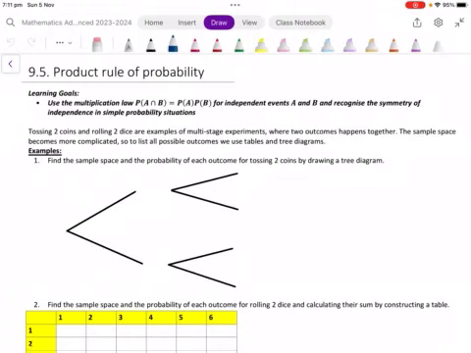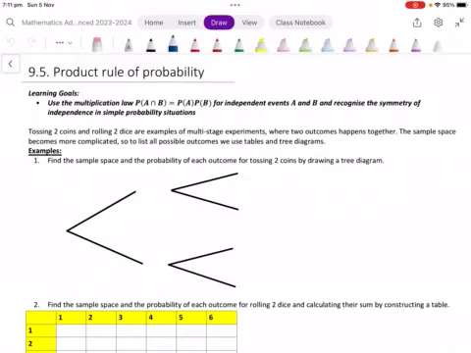situations. So tossing two coins and rolling two dice are examples of multi-stage experiments where two outcomes happen together. The sample space becomes more complicated, so to list all possible outcomes, we use tables and tree diagrams. Firstly, we're going to look at this first example where we're going to find the sample space and the probability of each outcome for tossing two coins by drawing a tree diagram.